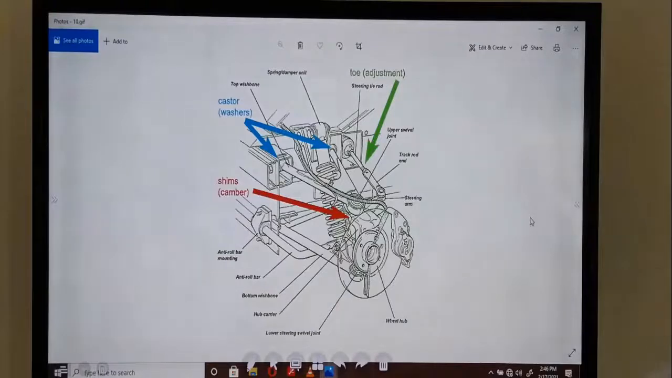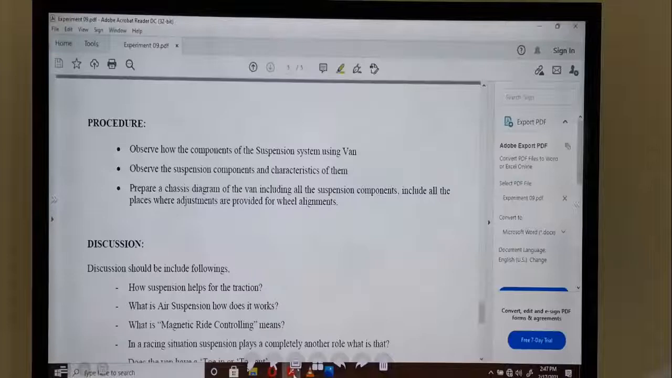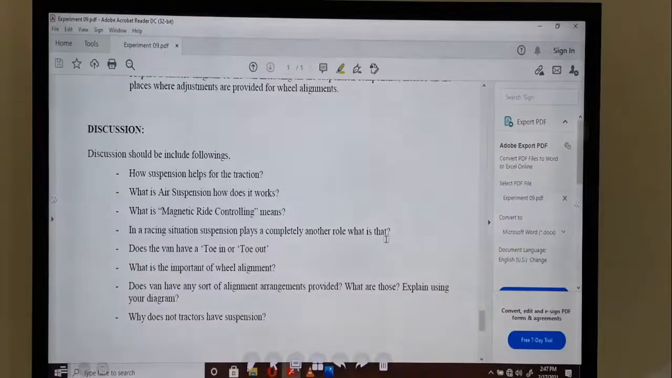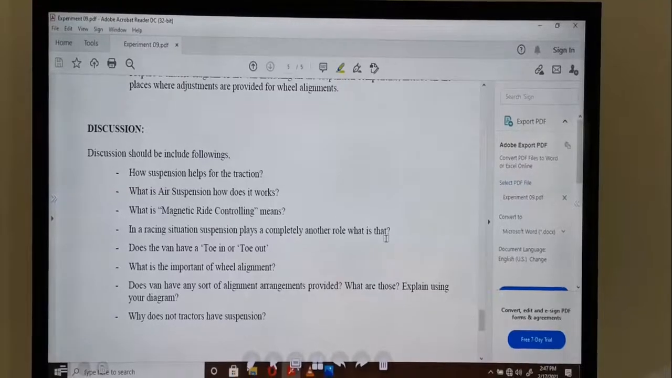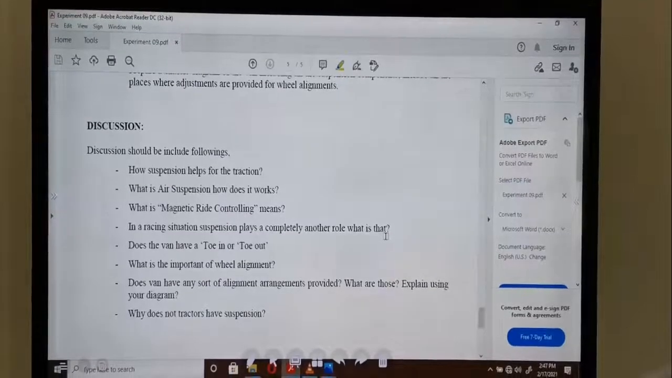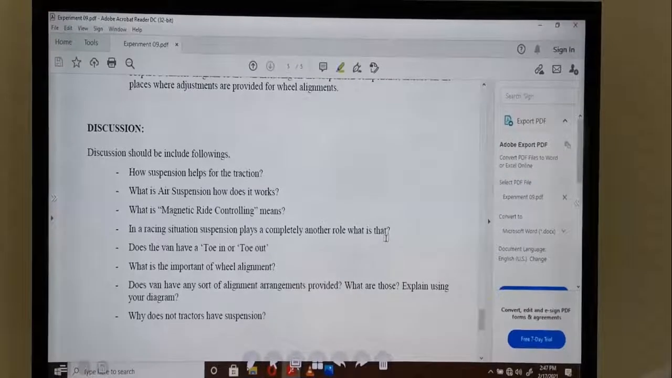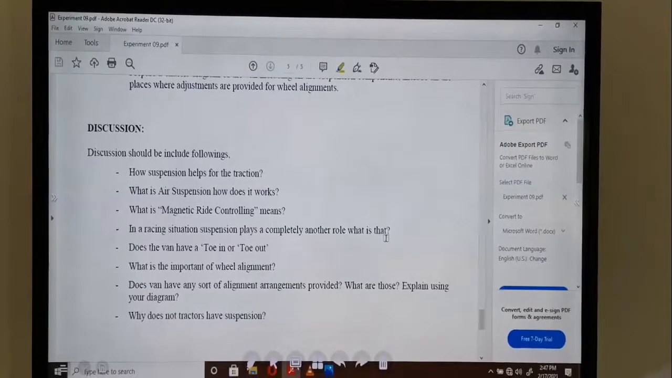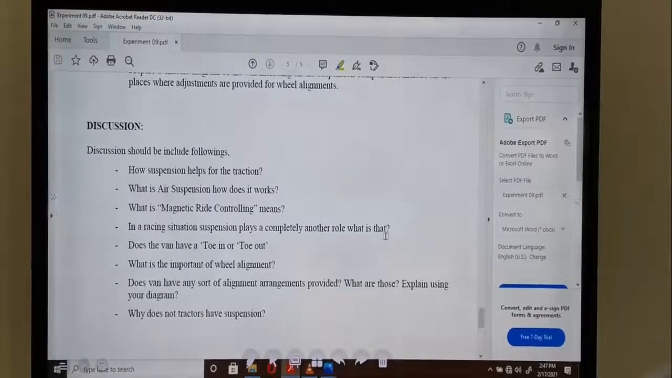This is just an example. You can mark it in the chassis diagram. These are the assignments we have to make. And this is your discussion, same as the previous. You have to search on the internet, find the answers and write them in your coursework. Okay, this is the end of this lesson. Thank you.